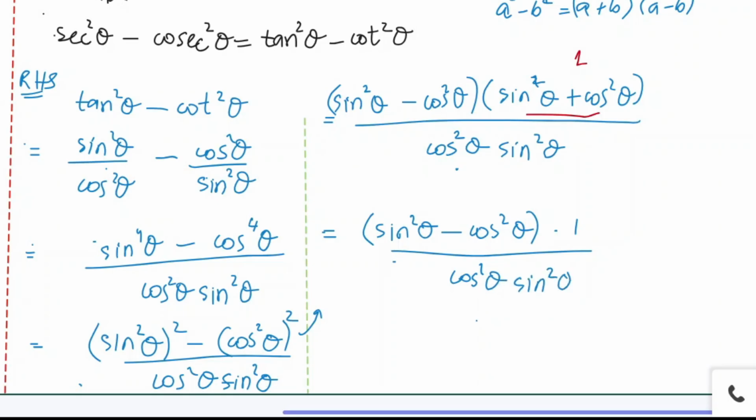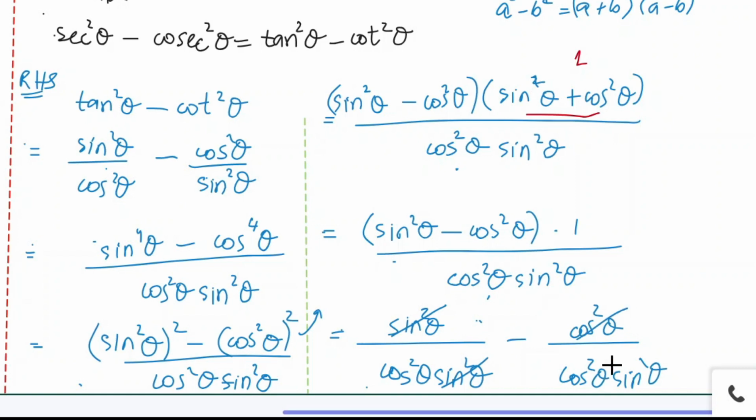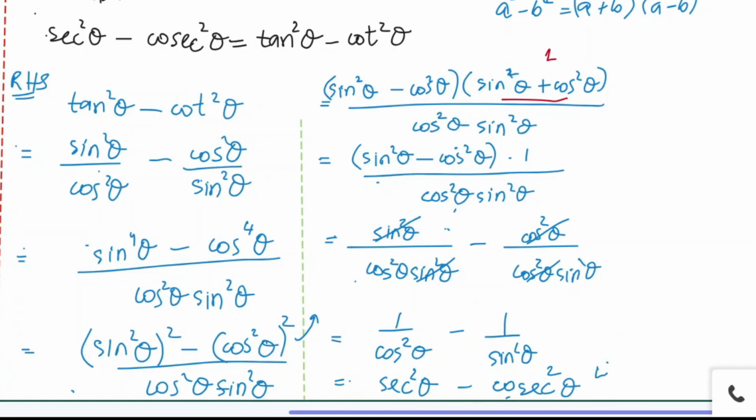You can separate each numerator term with the denominator term. So sin square is separated with the denominator term cos square sin square, and the same with cos square, with the denominator term cos square minus sin square. The same terms would be cancelled out, and the left terms will be written as 1 over cos square minus 1 over sin square, which is simply converted into secant square minus cosecant square.